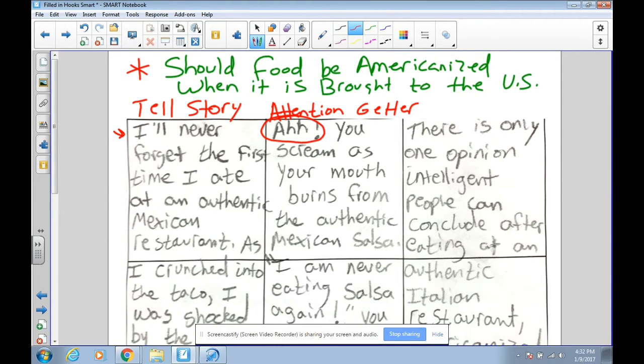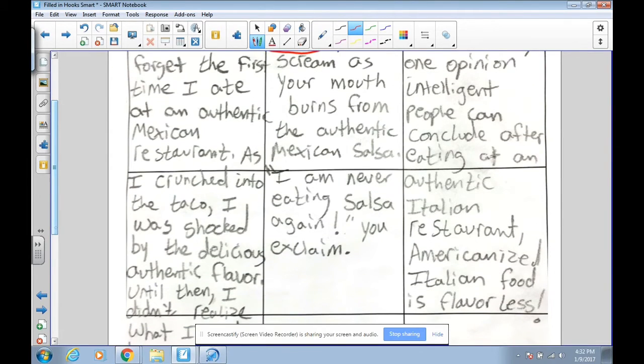Ah, you scream as your mouth burns from the authentic Mexican salsa. I'm never eating salsa again, you exclaim. So in this instance, we're on the should side. So our thesis sentence would say food should be Americanized when it's brought to the U.S.